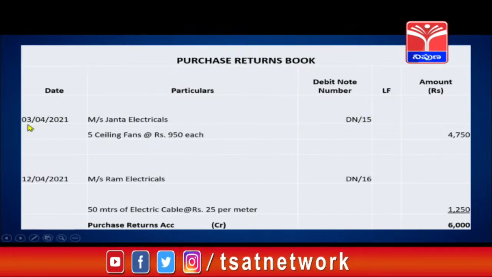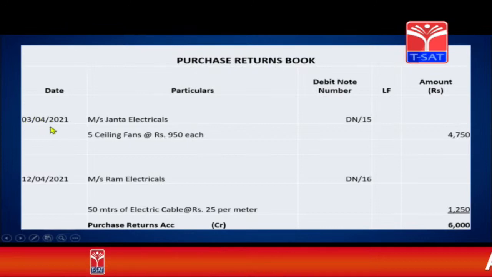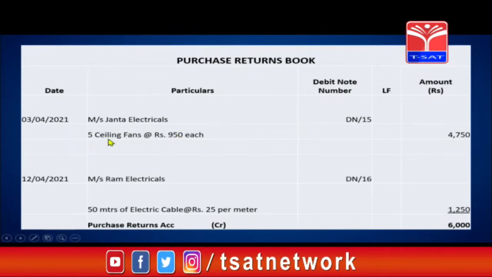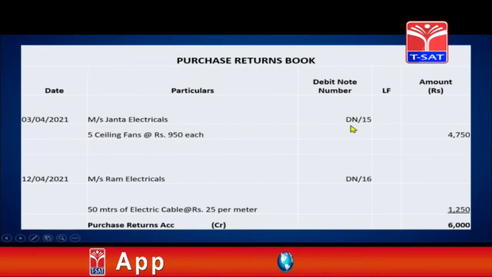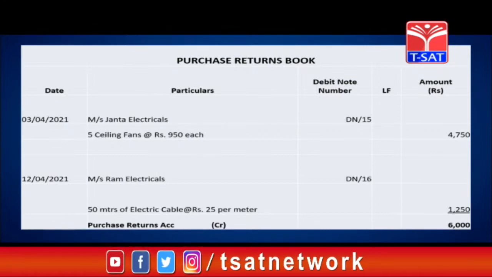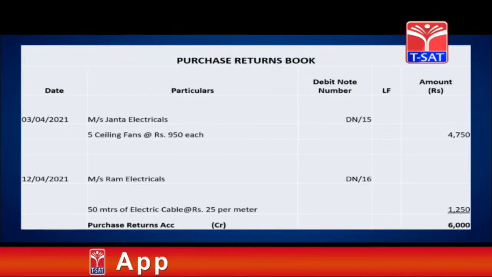So if you see, one purchase return is made on 3rd April. So we write the date in the date column, and the return is made to Janta Electronics, from whom we purchased some electronic items. So here we returned 5 ceiling fans to the supplier, and its price is 950 rupees. So we have a debit note which is issued by us to our supplier, which is acknowledging that his account, Janta Electronics' account, is debited with 470 rupees. So his account balance is reduced by that extent.